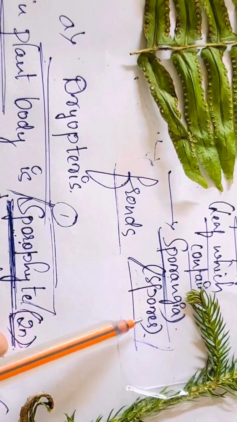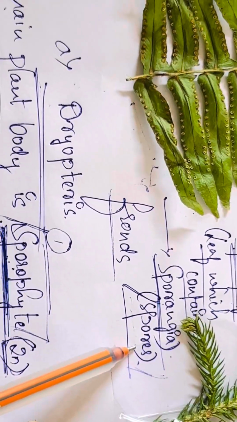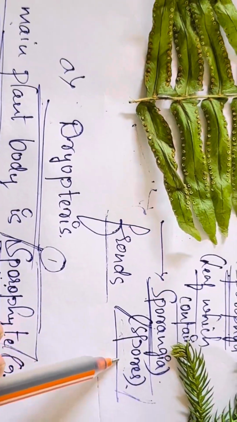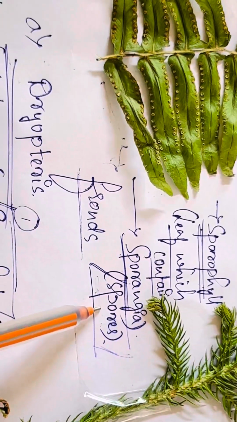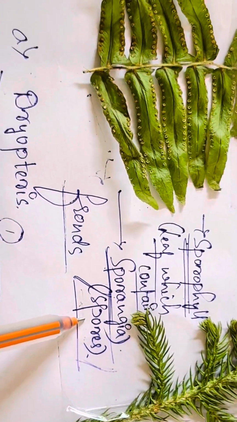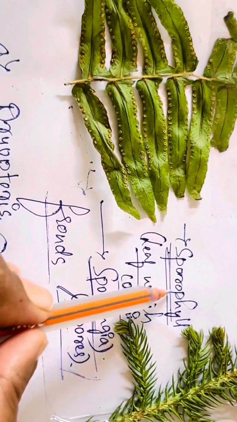So when the spore falls on the ground, it develops into a new plant. Here the spore is the main thing which develops into a new plant. Understand everyone? So sporophyll means what?